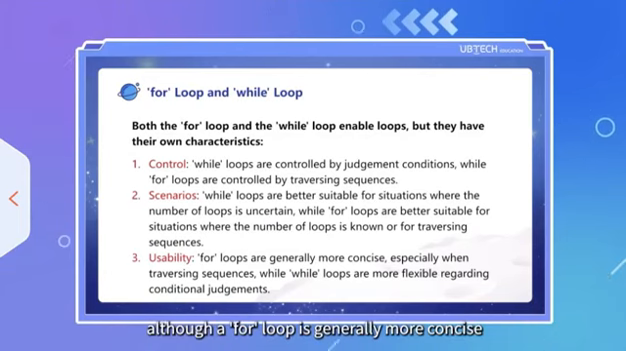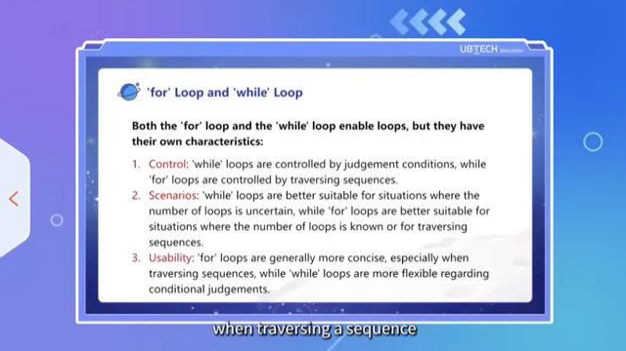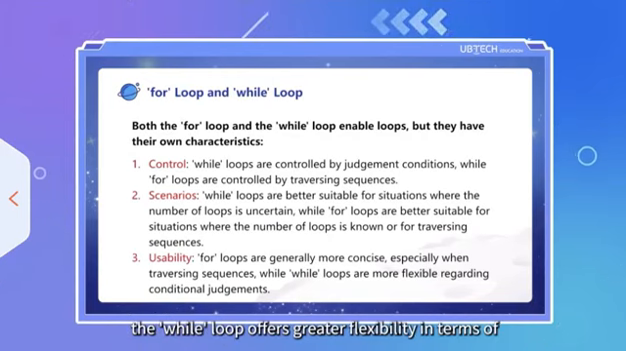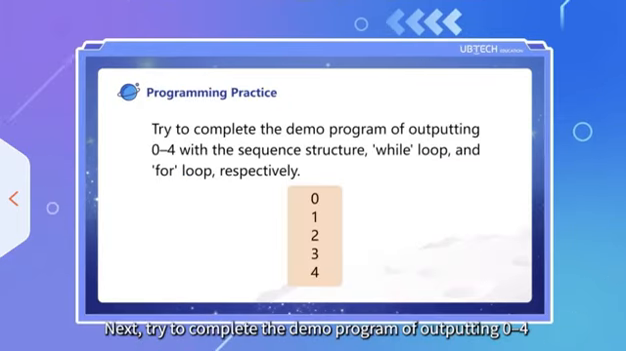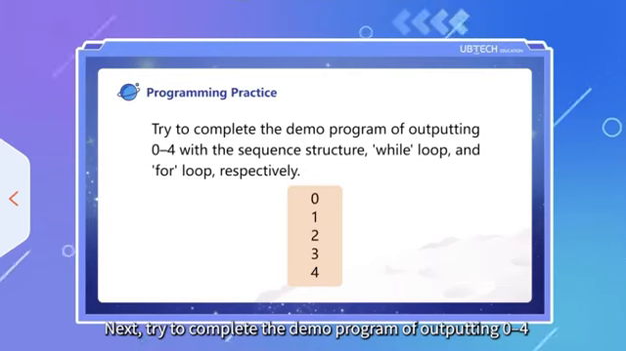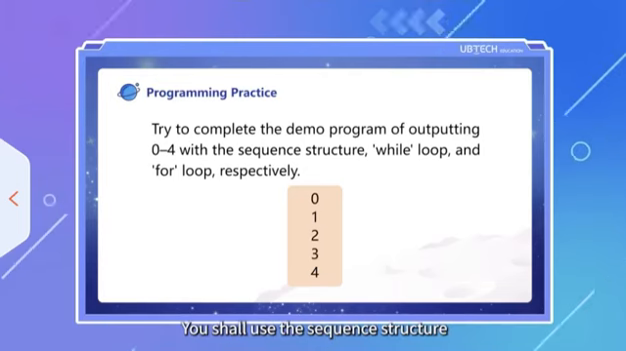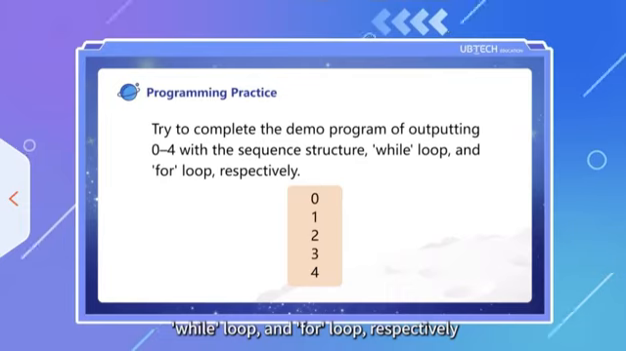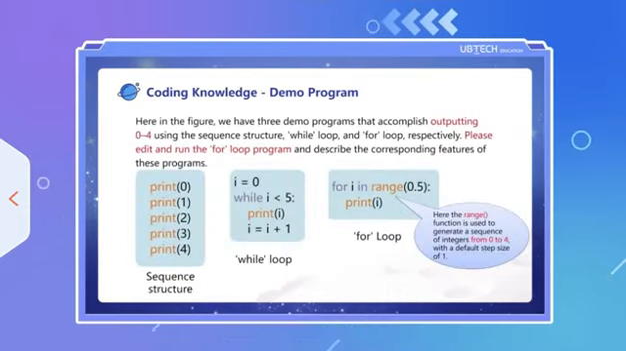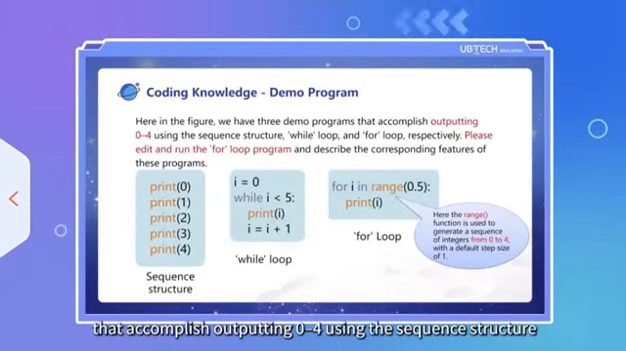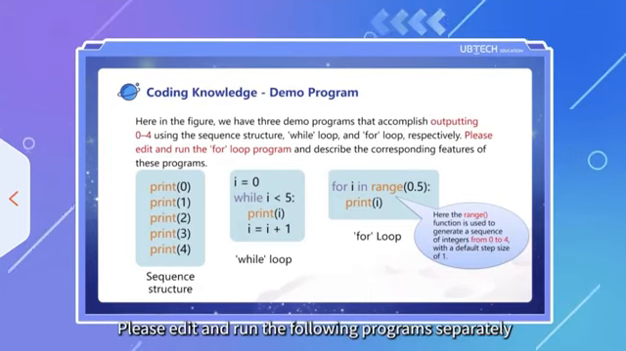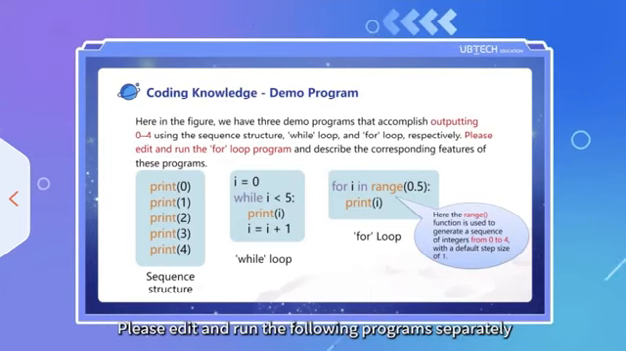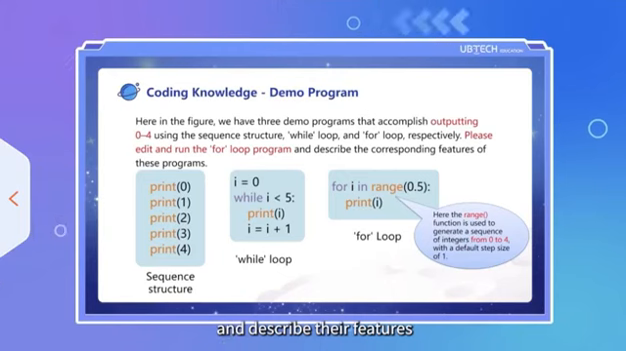Lastly, although a for loop is generally more concise when traversing a sequence, the while loop offers greater flexibility in terms of conditional judgment. Next, try to complete the demo program of outputting 0 to 4. You shall use the sequence structure, while loop and for loop, respectively. Here in the figure, we have 3 demo programs that accomplish outputting 0 to 4 using the sequence structure, while loop and for loop, respectively. Please edit and run the following programs separately and describe their features.